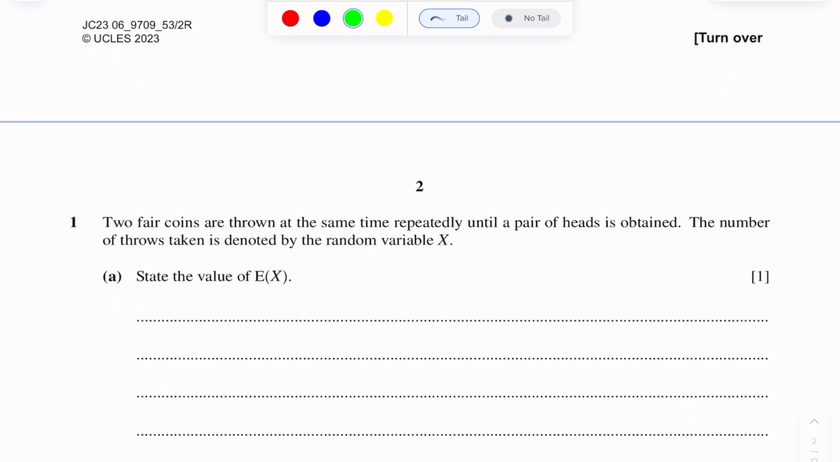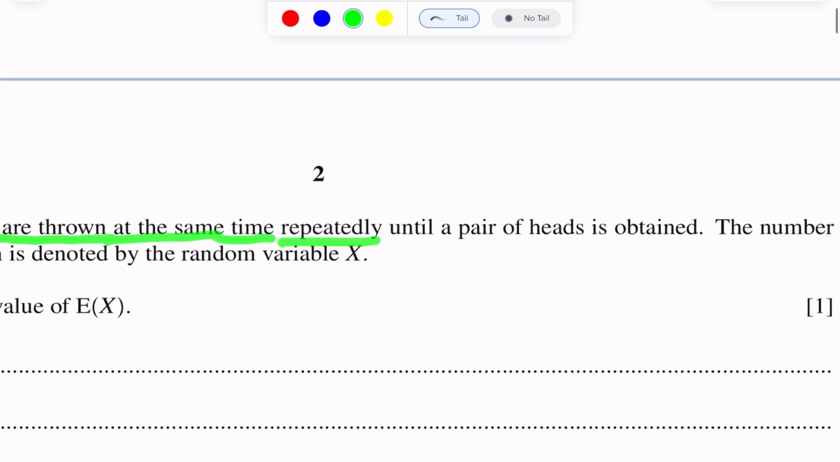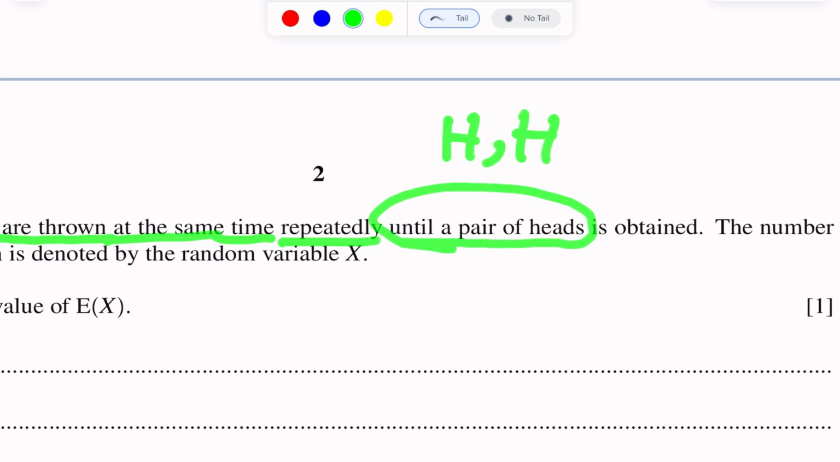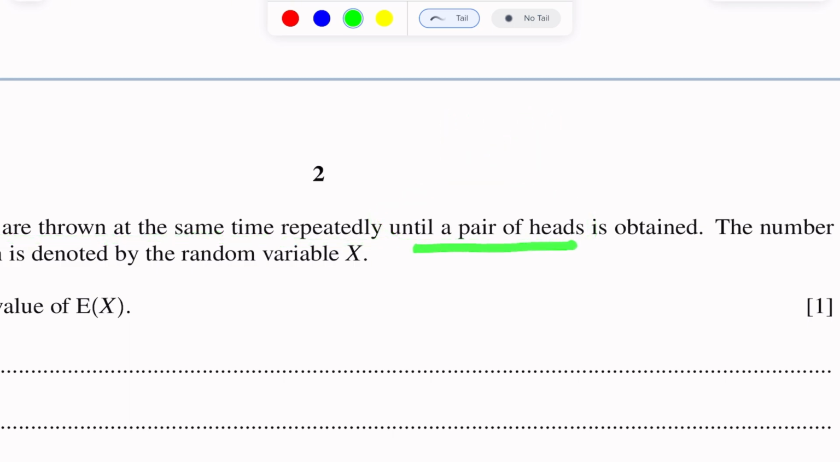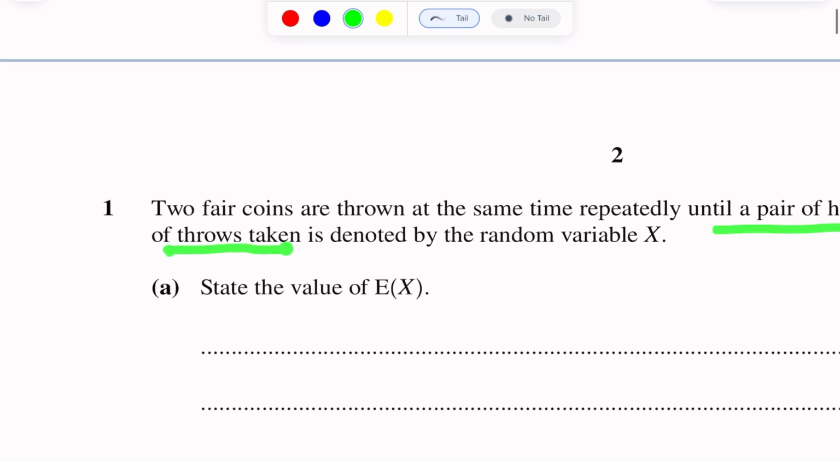First question is from a geometric distribution. Two fair coins are thrown at the same time repeatedly until a pair of heads is obtained. The number of throws taken is denoted by the random variable x.